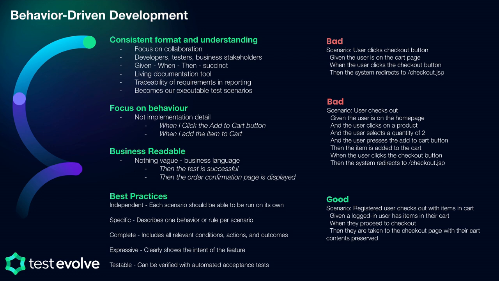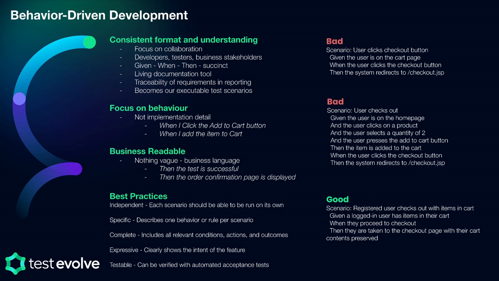So we've got some best practices at the bottom here. Each scenario should be able to run on its own, so all the steps should be there to create the preconditions for it, perform the action, and then verify that the expected output is there. Specific, so one behavior per scenario. That's a very useful rule to go by. You don't want to be testing lots and lots of things in the same scenario. Complete, so it'll include all relevant actions. I think we've covered that.